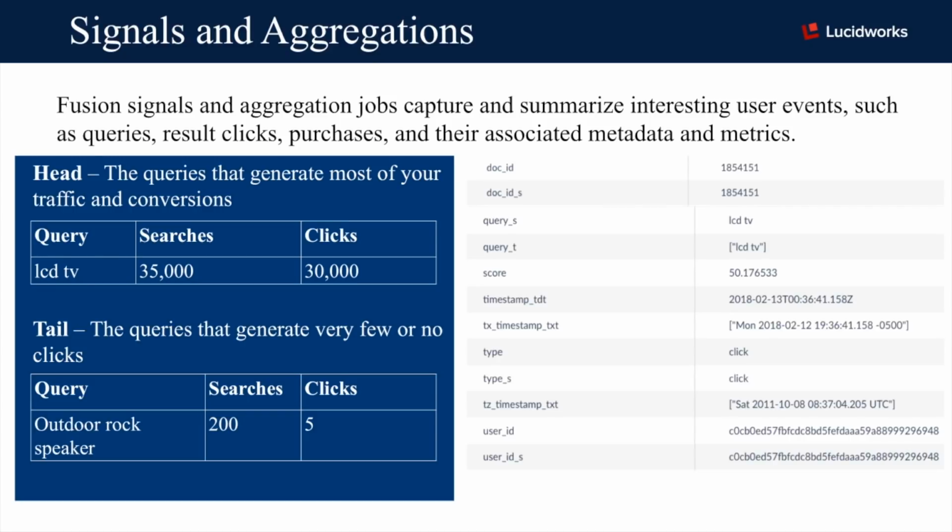Yet we see that most people who search on LCD TV click on a result. Most people who search on outdoor rock speaker click on nothing. Then LCD TV is a head query, whereas outdoor rock speaker is a tail query. By the way, here we're using an e-commerce data set from Kaggle for demonstration.